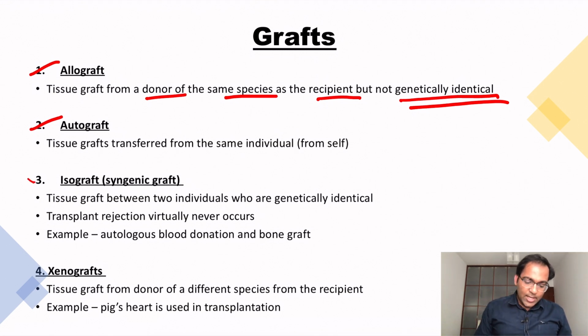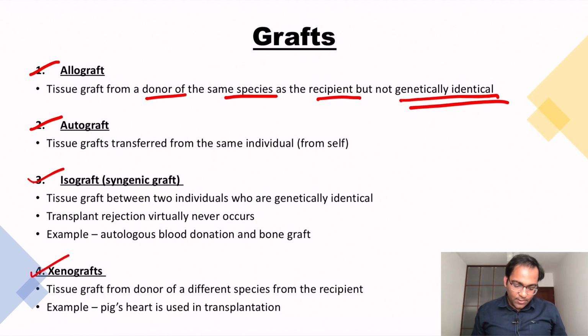Now the third is isograft. Isograft is also called syngeneic graft. Here we have a tissue graft between two individuals who are genetically identical. When I say genetically identical, I think most of you will be thinking about twins, and that's right. We have monozygotic twins, we have dizygotic twins, right? But when we have a transplant between twins, we call it isograft.